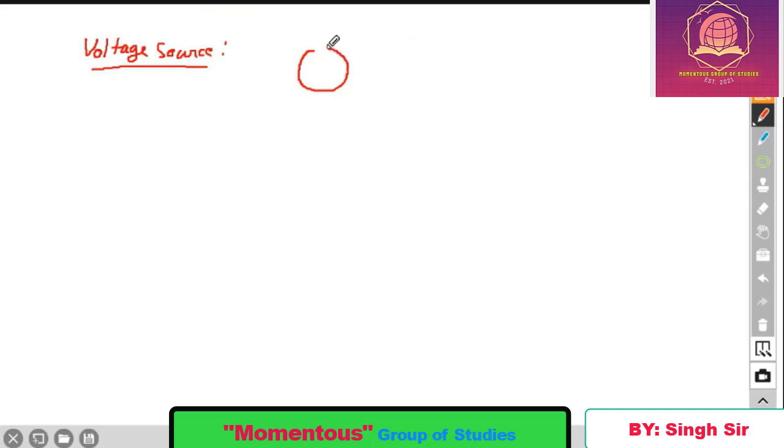Voltage source, as we are discussing independent voltage source, is nothing but a battery. The symbol of a battery is denoted like this, or it can be denoted like this. You can see both symbols like this. Now there are two types of voltage sources: one is ideal voltage source and one is practical voltage source.